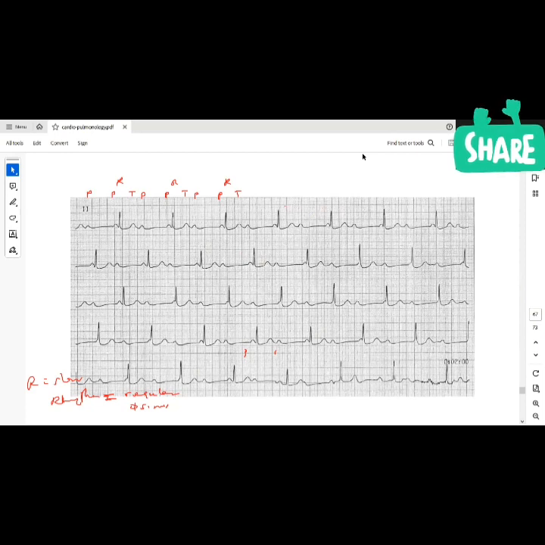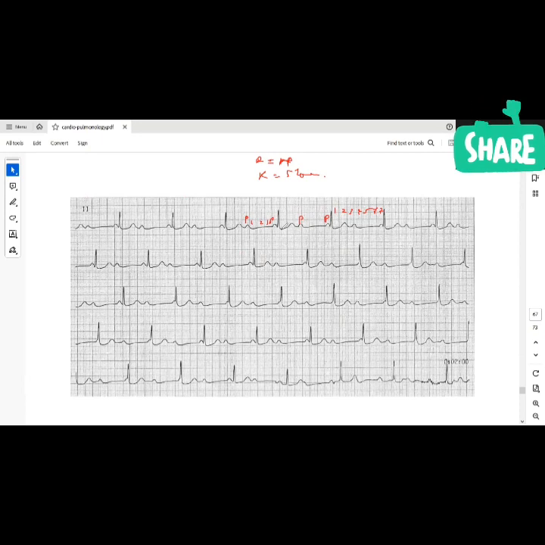So if I check the rate of the atrium in this case, we have our P's, P's, P's. What's their rate? 1, 2, 3, about 4 big boxes. So the rate is normal, a sinus rate between 60 and 100. But check the rate of the RR: 1, 2, 3, 4, 5, 6, 7. The rate of the RR is slower.